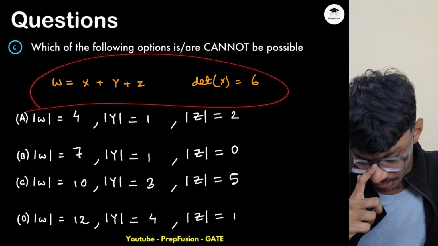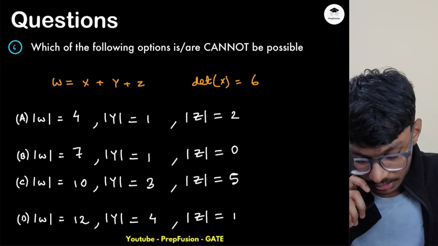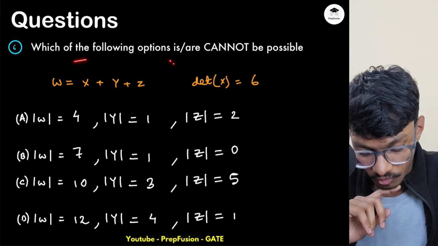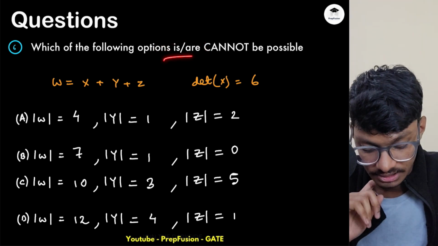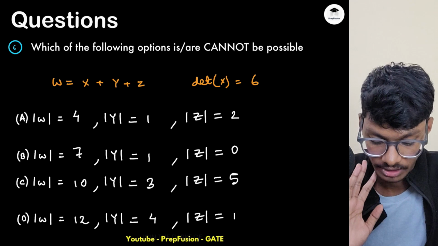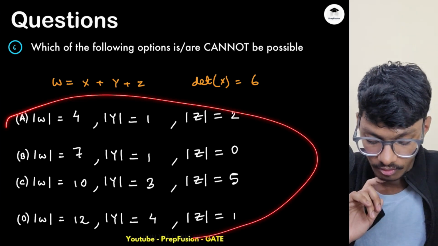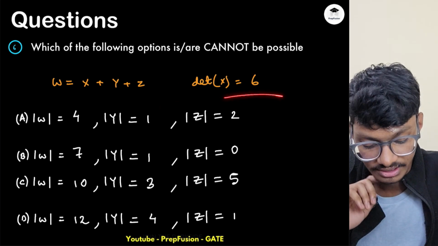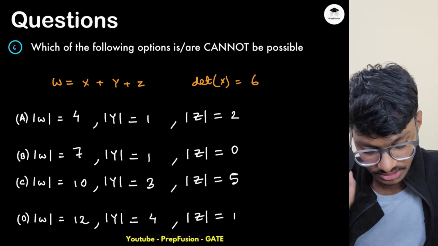We have a question over here where they are saying that W is equal to X plus Y plus Z, and it is a matrix, and which of the following options cannot be possible. So this is an MSQ type, and they're asking which of these options are not possible at all. Okay, they've given us that the determinant of X is 6. The determinant of X is 6, it is constant.